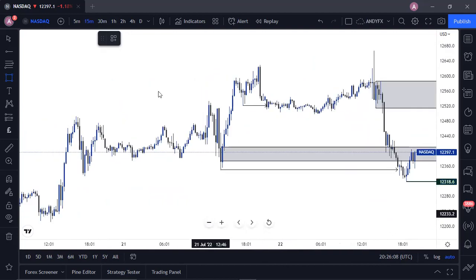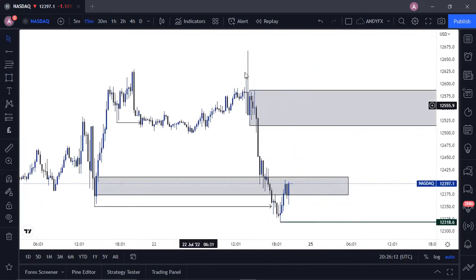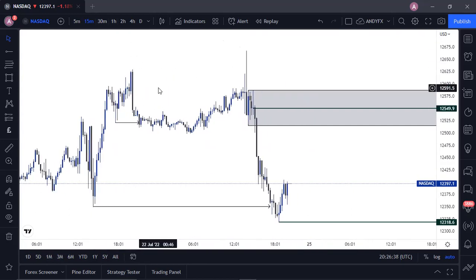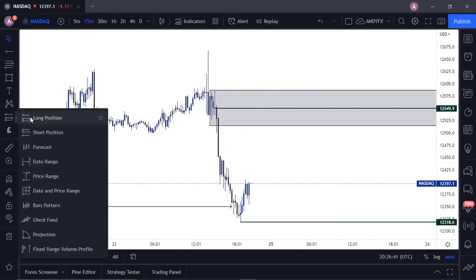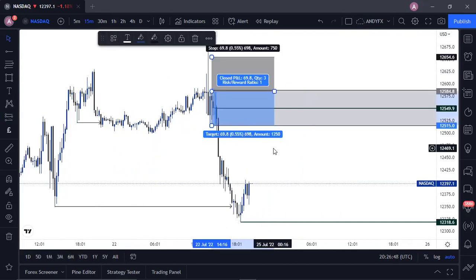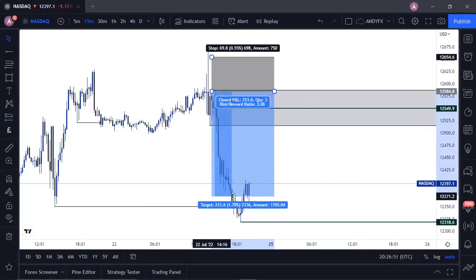So you ask yourself, where do I enter my sell here in this area? I'll be looking for my sell in this price. Where do you put your stop loss?